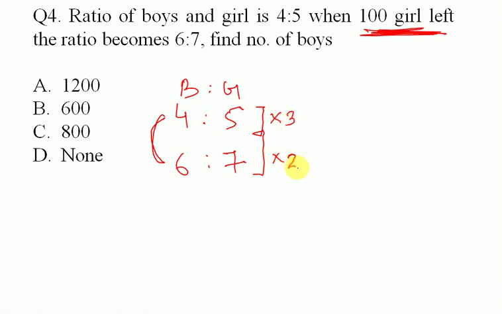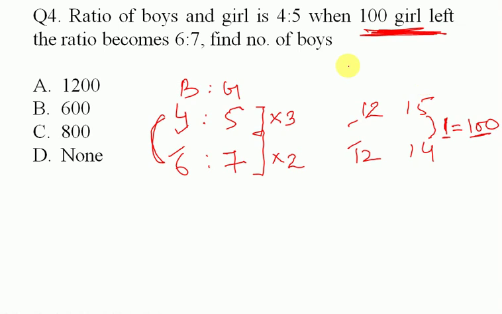Now the question is why 3 and 2? Because I need to make this multiple the same. So 4 into 3 is 12, 6 into 2 is 12. So what is the new ratio? 12 and 15. Over here what is the new ratio? 12 and 14. So this is the same. So how much is the change? That is 1. Because of how many girls? 100 girls. So 1 is the change because of 100 girls, so 1 is equal to 100.